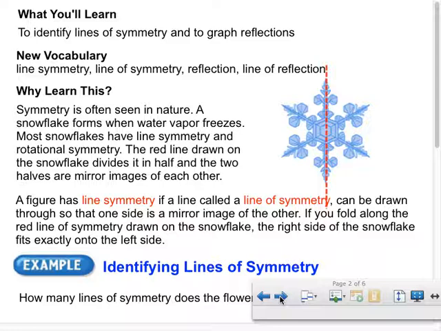Okay, let's pause for 1 second. So we're talking about line symmetry, but that's really kind of an intro into what we're going to use today to graph our new transformation, which is a reflection. So we use a line of reflection to kind of figure out where is my transformation going to be if I reflect this about this line. So before we get to that, let's take a look at this snowflake, okay?